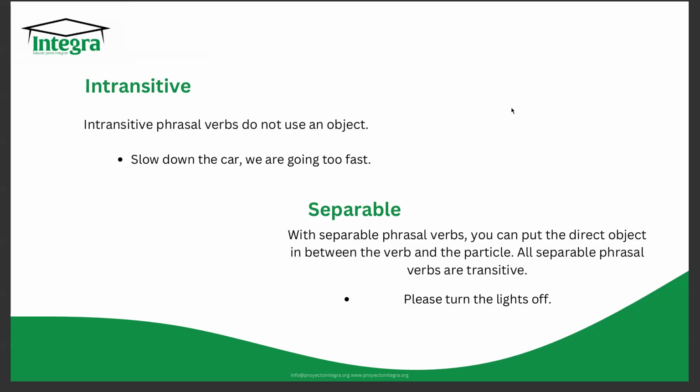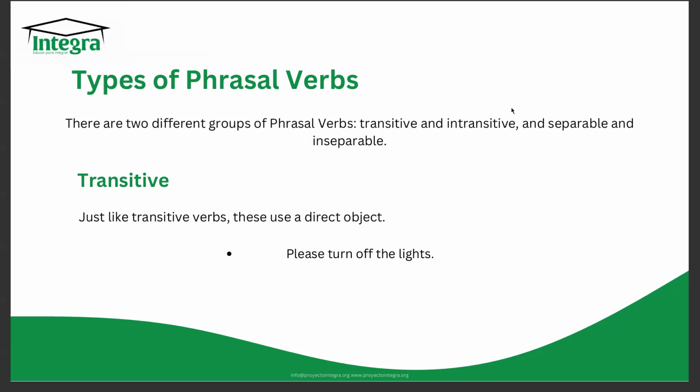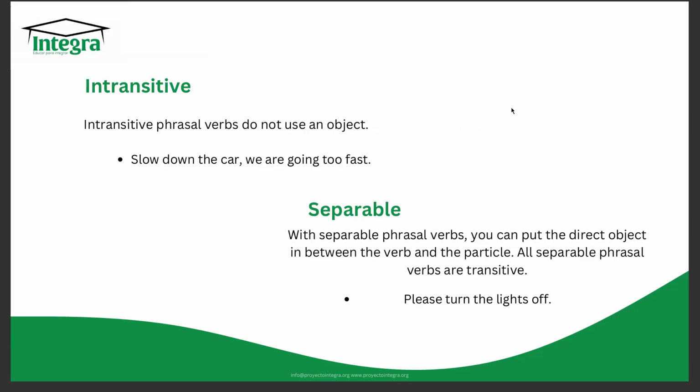For example, similar to the example that we saw in transitive, please turn off the lights. But now we have, please turn the lights off, right? So you can see turn off is the phrasal verb, but here it's separated. The lights moved in between this phrasal verb. So we have turn the lights off. As you can see, we still need the direct object, but we can move things around. So that's why it's called separable, because you can separate the two words in this phrase and it still makes sense. Please turn the lights off.